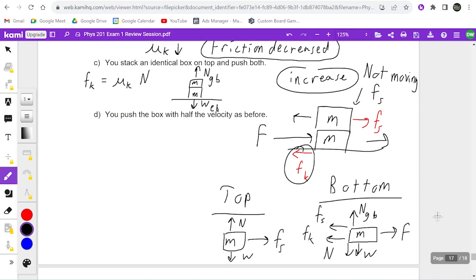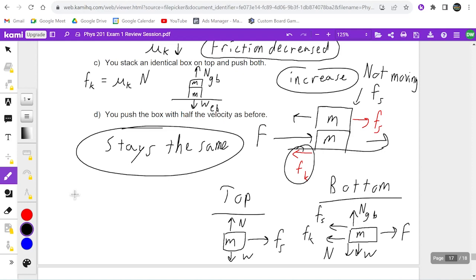Okay, part D. You push the box with half the velocity as before. Velocity does not show up in the equation. No change. Stays the same. Because again, friction is mu k times the normal force, and neither of those is velocity, so it doesn't matter. Any questions?